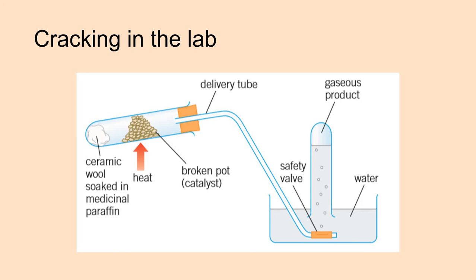The test with bromine water is only positive with unsaturated hydrocarbons, so it is an easy way for us to determine whether we have an alkane or an alkene.